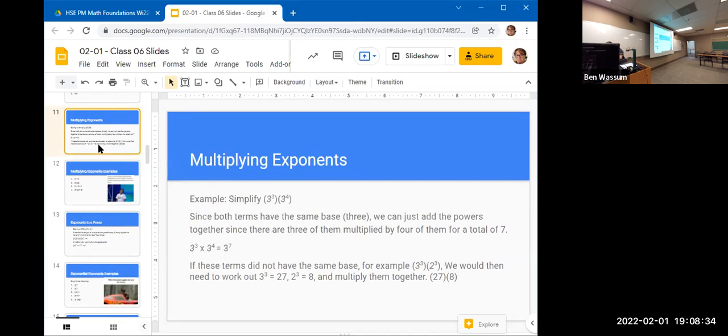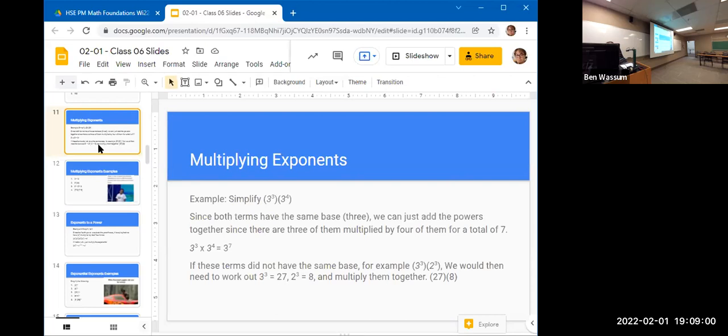Well, it actually ends up being a lot easier. A lot of times you'll have to simplify something like 3 to the third times 3 to the fourth, like we have on the slide here. Since both of these terms have the same base, which is 3, we can just add the powers together, since there are 3 of them multiplied by 4 of them for a total of 7, right? I mean, 3 cubed times 3 to the fourth.